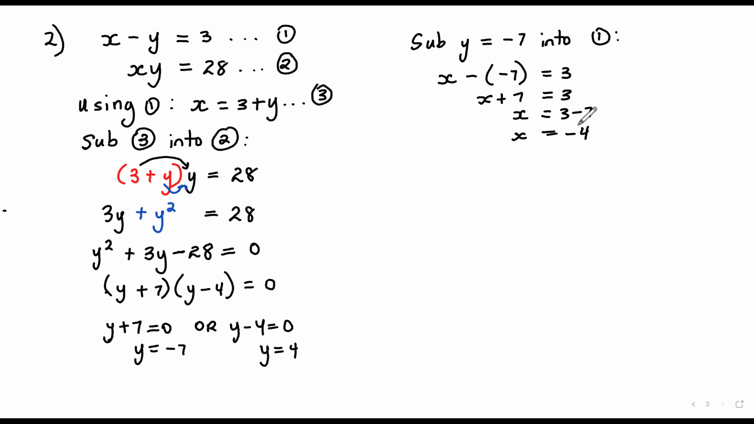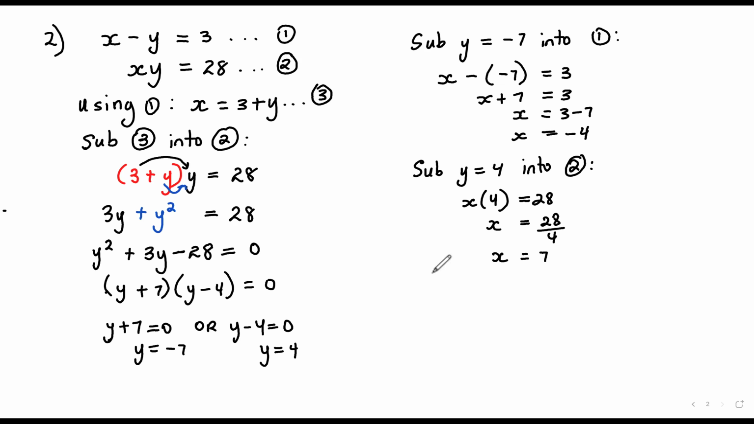All right, and then I'm going to substitute y is equal to 4 into equation 2. Doesn't matter. So let's see what that would be. So that ends up being xy, so that would be x times 4 is equal to 28. So x is equal to 28 divided by 4, which gives me 7.